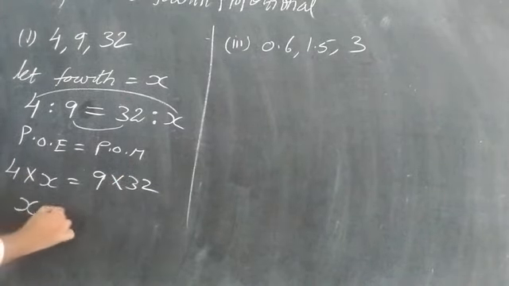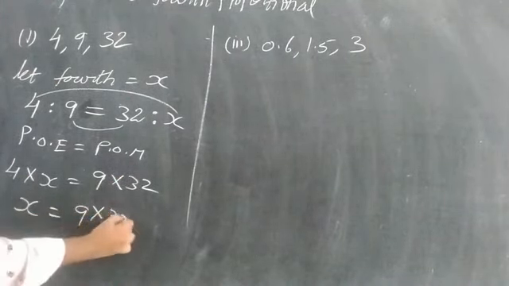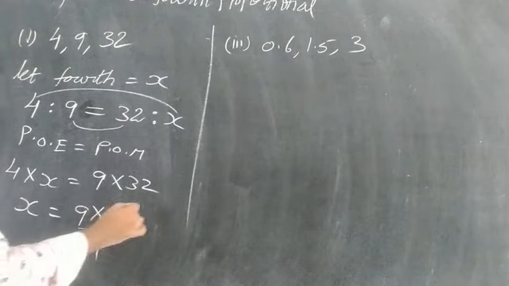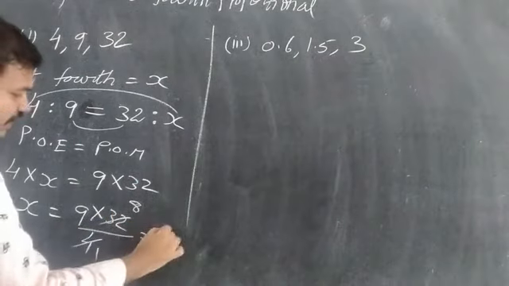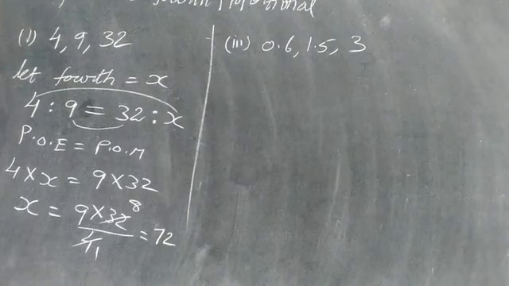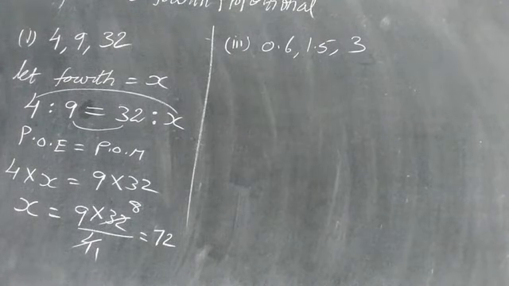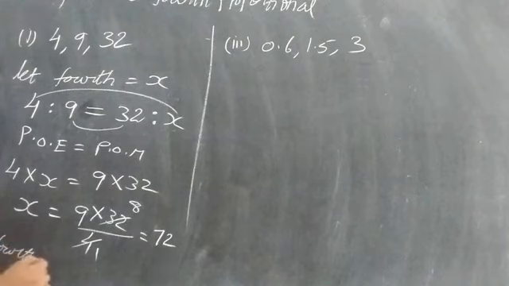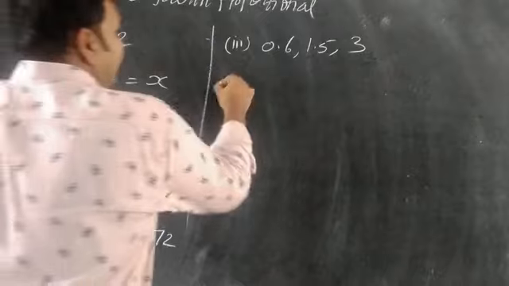We want to know the value of x. x is equal to 9 into 32 by 4. Cancellation: 4 table, 1 time, 8 times. 9 8s are 72. So the sum answer is 72. Therefore, the fourth one is equal to 72.